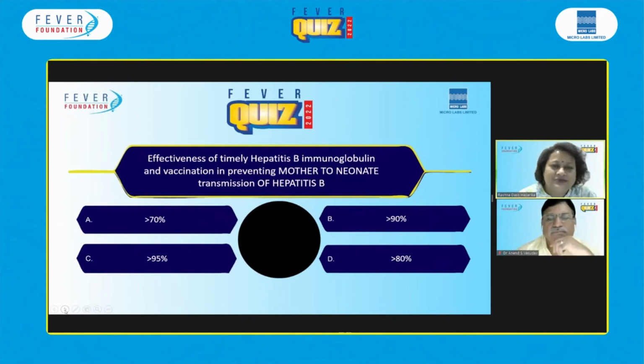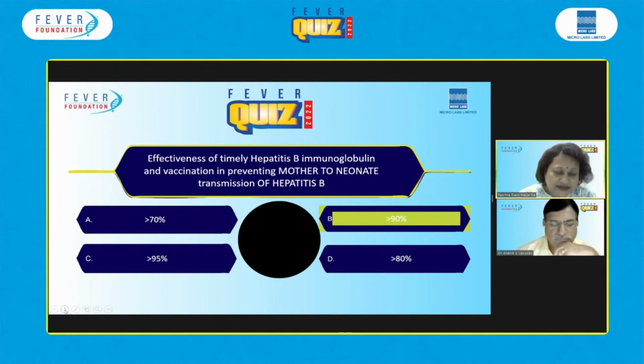So let us look at what the correct answer is. I'm sure many of them will get it correct. The correct answer is more than 90%. It is said that if you have a mother who is hepatitis B positive, then we should immediately give an immunoglobulin and also the first, or zero, dose of hepatitis B vaccine to the neonate. And if you can do this, then you are preventing transmission in more than 90% of cases.